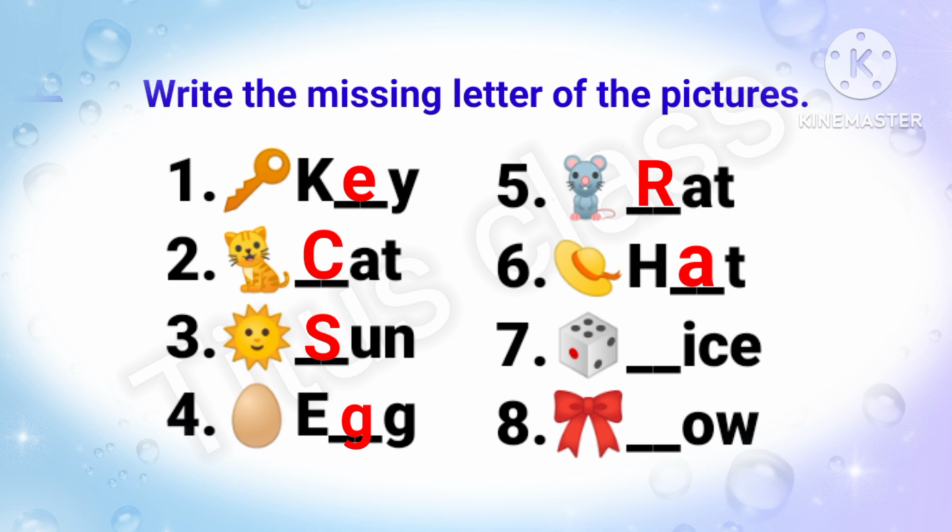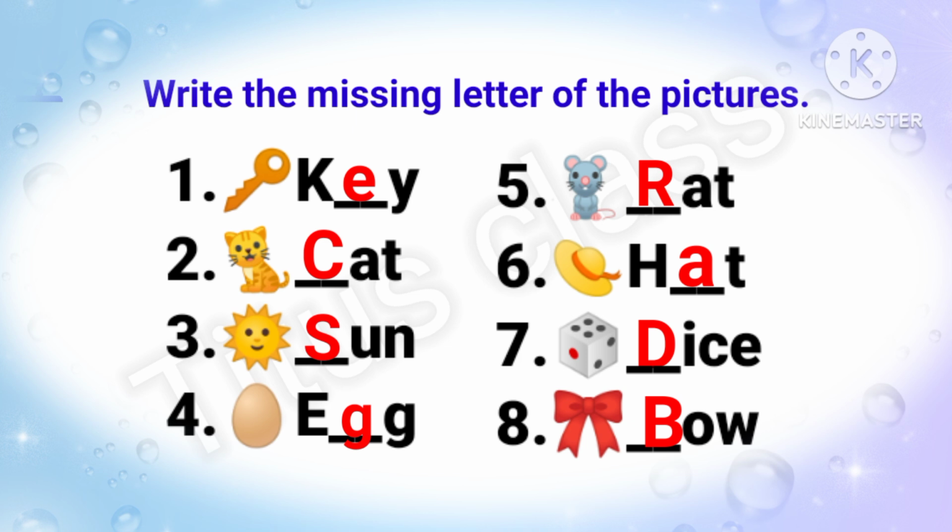Seventh one, it is picture of dice. D means D-I-C-E. Dice. Eighth one is picture of bow. Dash O-W. Yes. B-O-W. Bow.